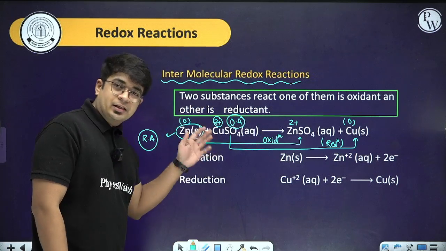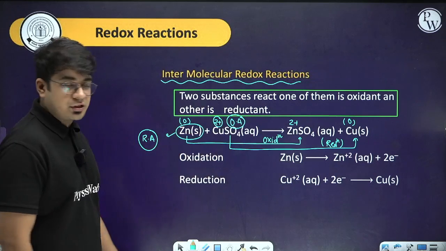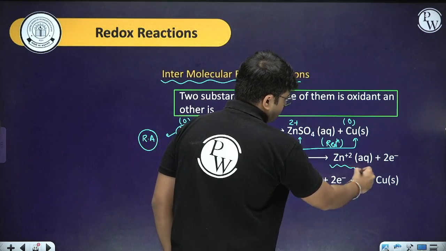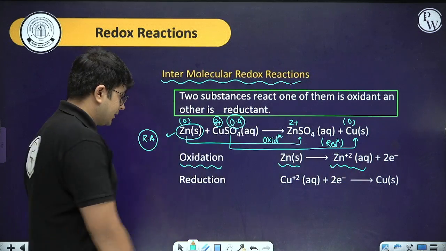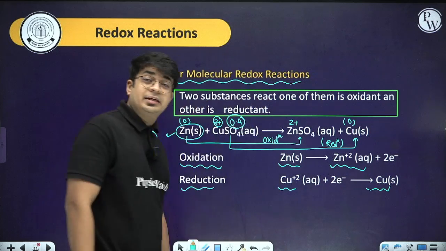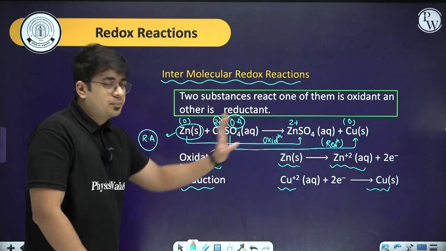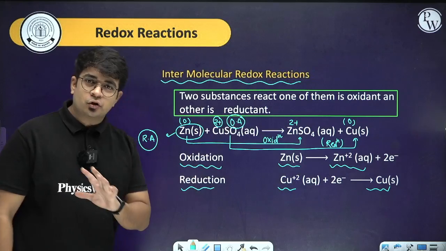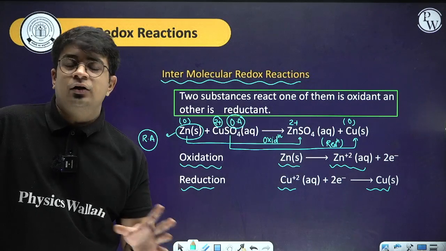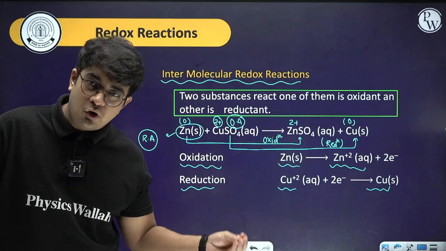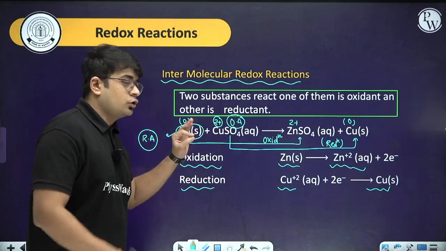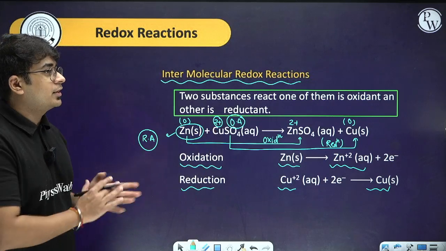Now if you want to express this entire part into two separate equations, oxidation will be that zinc is converted into Zn²⁺, and reduction will be that Cu²⁺ is converting into copper by the gain of 2 electrons. That part you can do because the sulfate ion is a spectator ion. It's going to combine with the corresponding cation of copper or zinc. That's it. There is no other function of this entire part. I hope this entire part is clear.